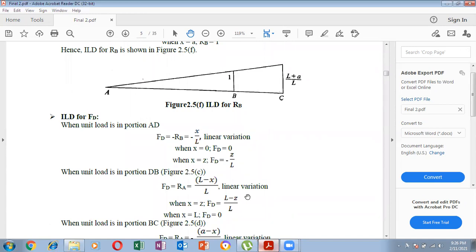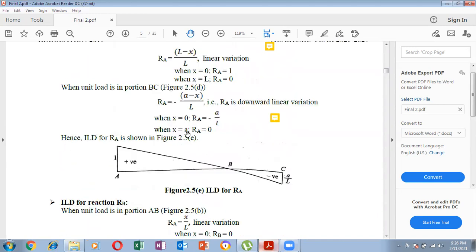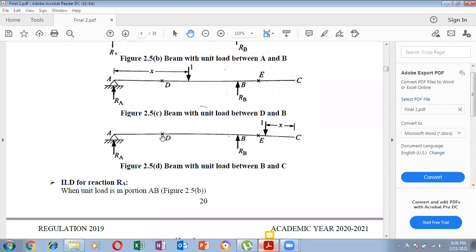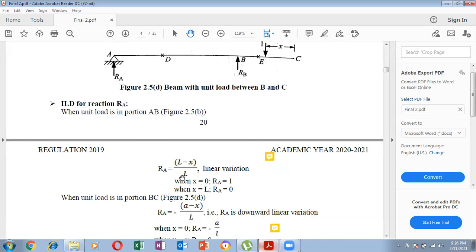Next, the influence line diagram for shear force at D. I'm scrolling up to show where the point D is. See here, a section, the area of interest, from where we have to find the shear force and bending moment. We have marked this point as D. Now we are going to draw the influence line diagram for shear force and bending moment about this point D.